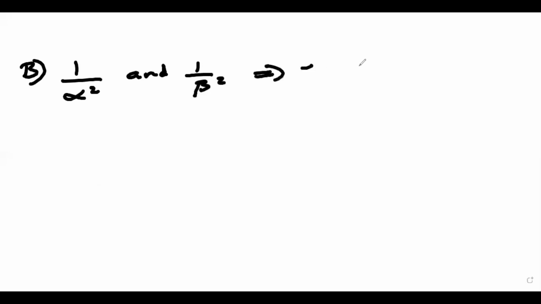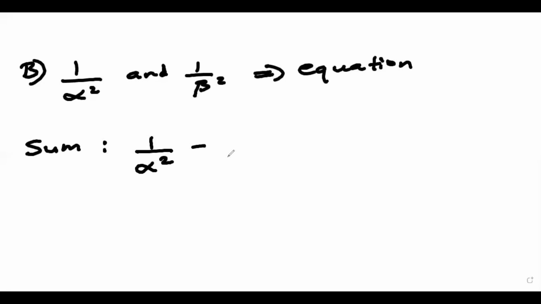Let's say using the same equation again, we want to find this time, so b, we want to find 1 over alpha squared and 1 over beta squared. So we want to find the equation for this. So the first thing we need to do is find the sum. And the sum would be 1 over alpha squared plus 1 over beta squared.